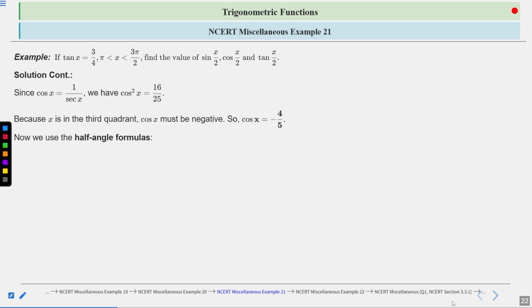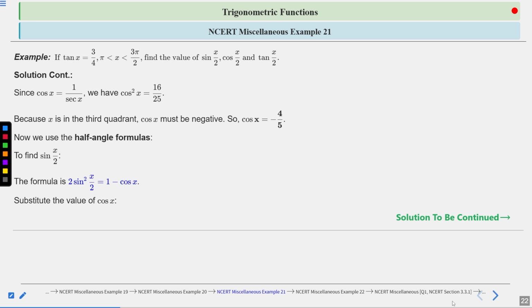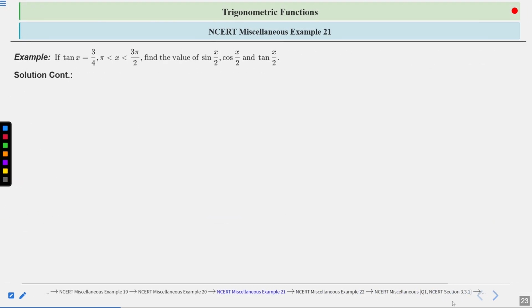Now we use the half angle formulas to find sin x/2. The formula is 2 sin square x/2 = 1 - cos x. Substituting the value of cos x, we get 2 sin square x/2 = 1 - (-4/5), which is 1 + 4/5, which is 9/5. So we can say that sin square x/2 = 9/10.